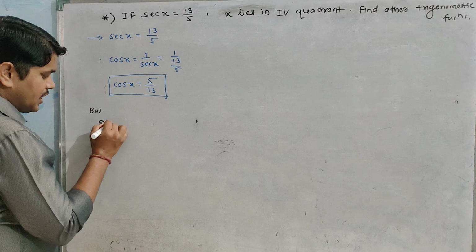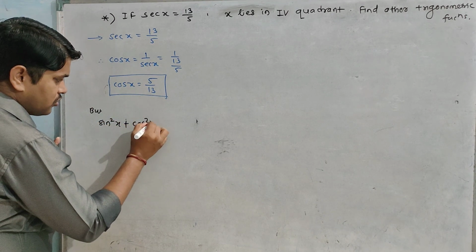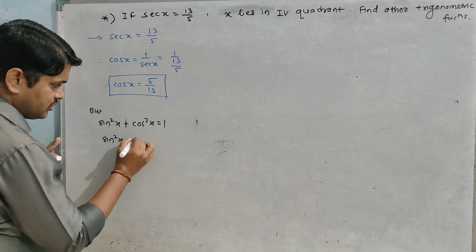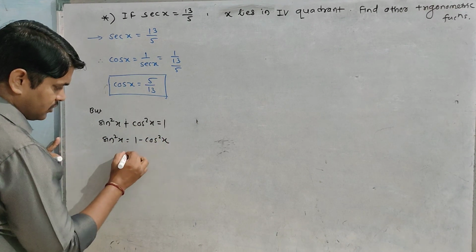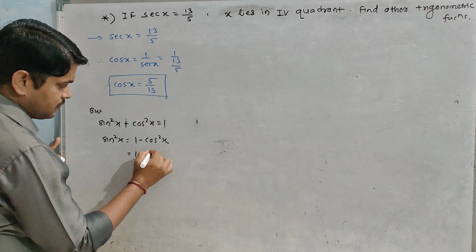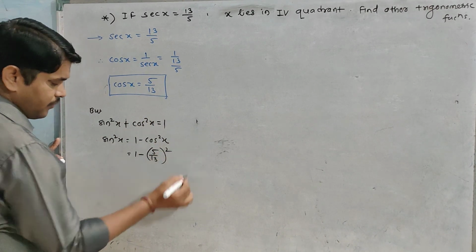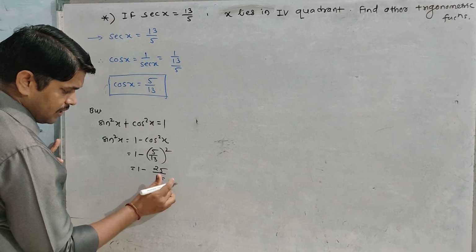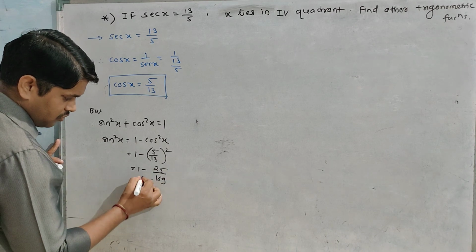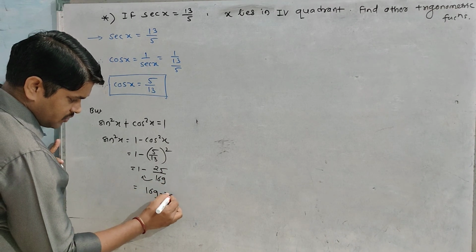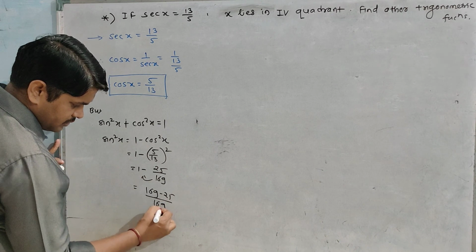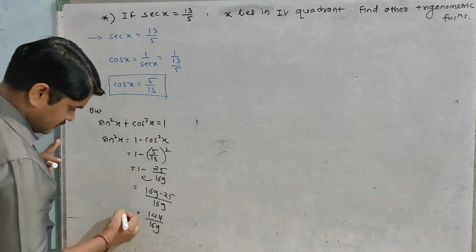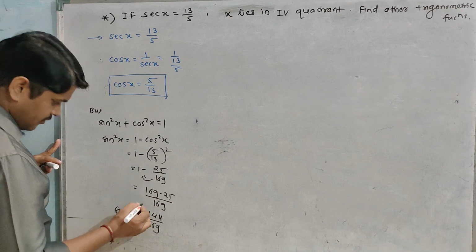So sin square x plus cos square x equal to 1. We have to find sin square, so sin square x is equal to 1 minus cos square. So 1 minus, what is cos? It is 5 upon 13, its square. So we get 1 minus 25 upon 169, the square of 13 is 169. Taking cross multiplication, 169 minus 25 upon 169. The subtraction is 144 upon 169. This is our sin square x.